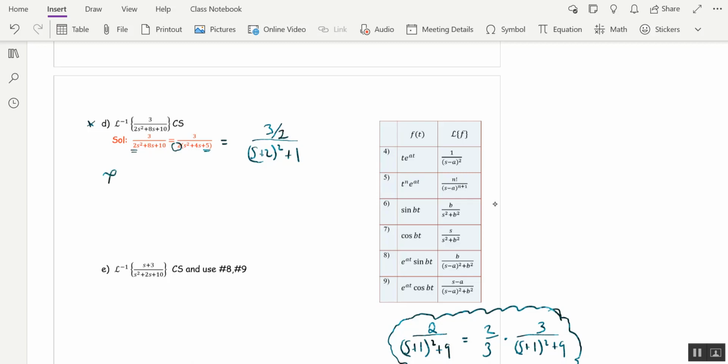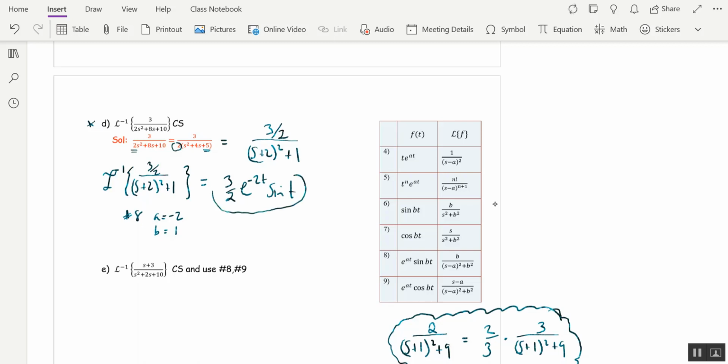So now I'm ready to put the L inverse on. L inverse of that expression. This is formula number 8 with a equal -2 and b equal to 1, and the 3/2 is a constant, so this is 3/2 e to the -2t sine t. Now I'm going through these pretty fast, so it might take you a while in the beginning to sort this out, but eventually you'll get it.